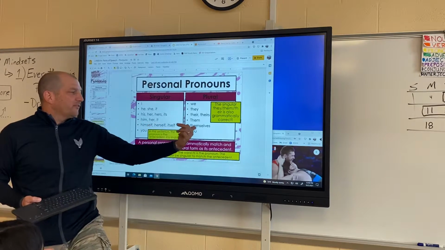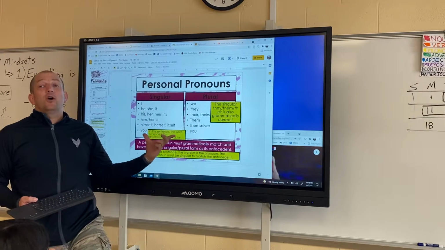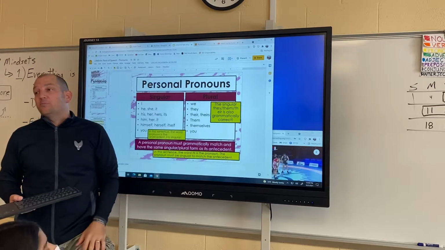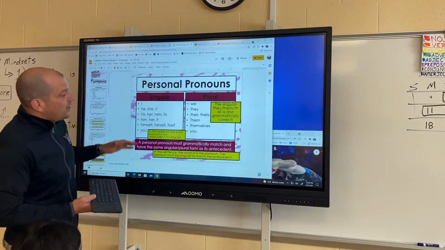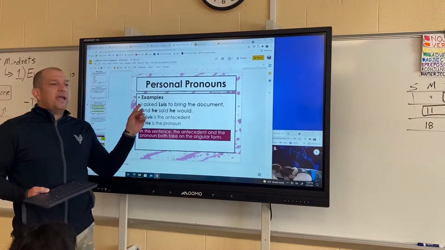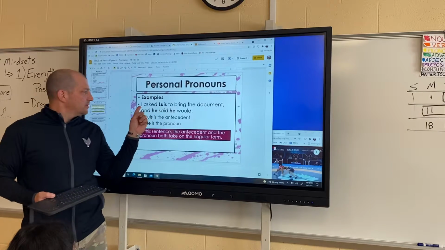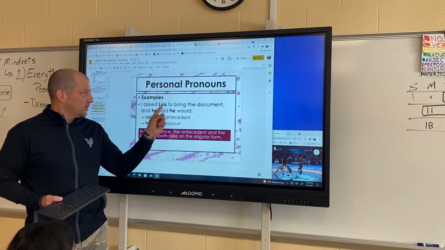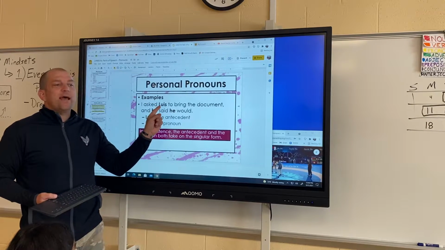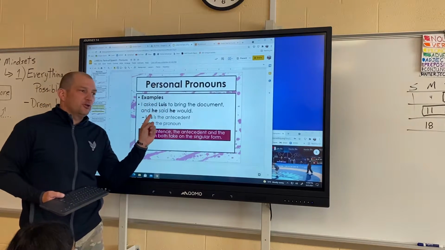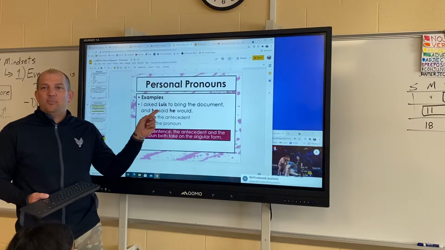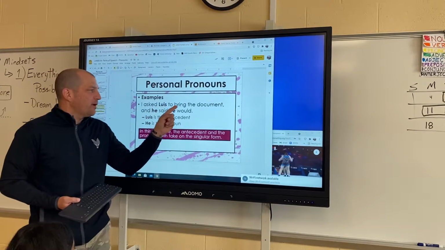Himself, herself, itself, themselves. This is where it gets tricky though. You and you. That's where it gets tricky because it's also singular and it's plural. So it can get kind of tricky in that sense. Okay? In this case, can you read this? I asked Lewis to bring the document, and he said he would. First establish who Lewis is, then introduce he. Don't say I asked him to bring. Would you say I asked he to bring? No, you'd say I asked him to bring the document.